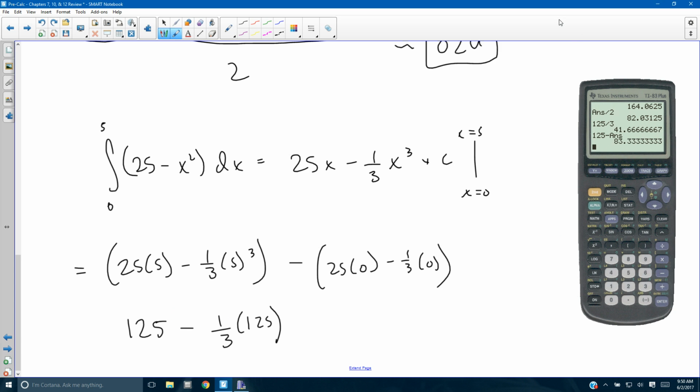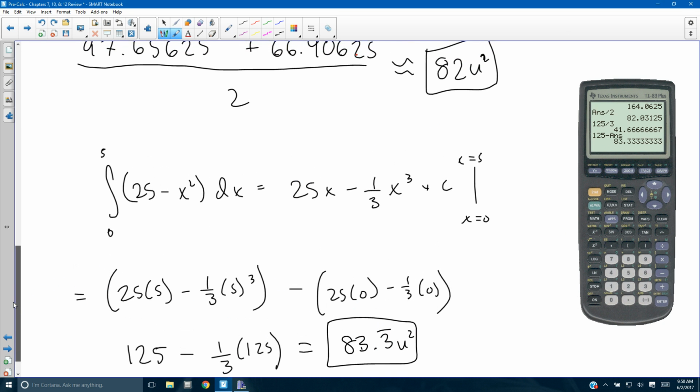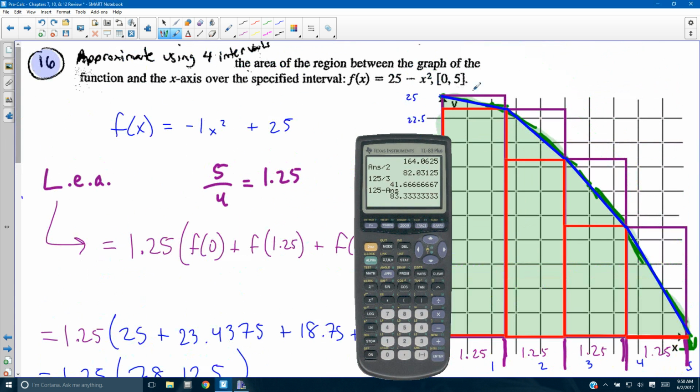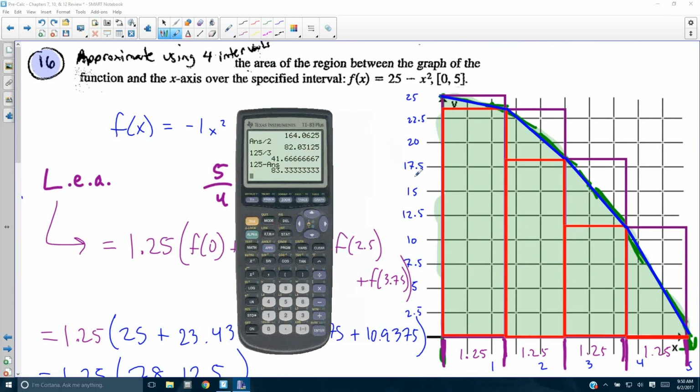It'll be about 83 1/3. So the exact answer is 83.3 repeating square units. That's the exact area there. We got close. We got around 82. And like I said, it would just be undershot because these blue lines are just a little bit less than the green there.